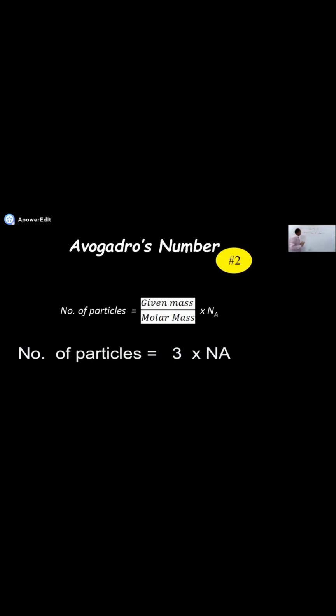So here comes a formula: if you want to know the number of particles, we will multiply the moles by the Avogadro number.